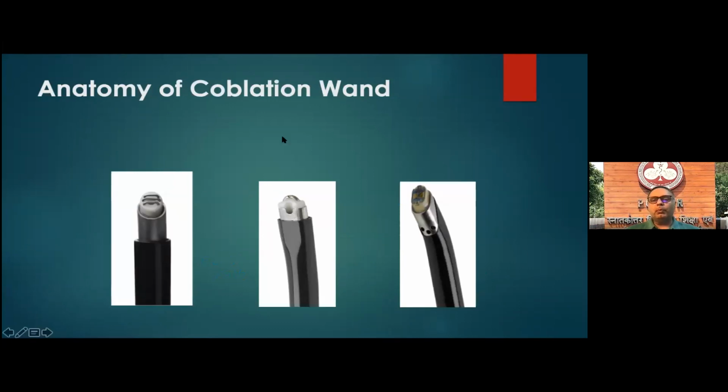These are the different types of wands that are available. We have an active electrode, like I said, it's a bipolar device. Then we have a secondary electrode, or a return electrode as it is called. And then we have saline delivery channels through which saline is delivered over the tissues and over the tip of the wand. We have a suction port. After the tissue breaks down, it is sucked into the port.